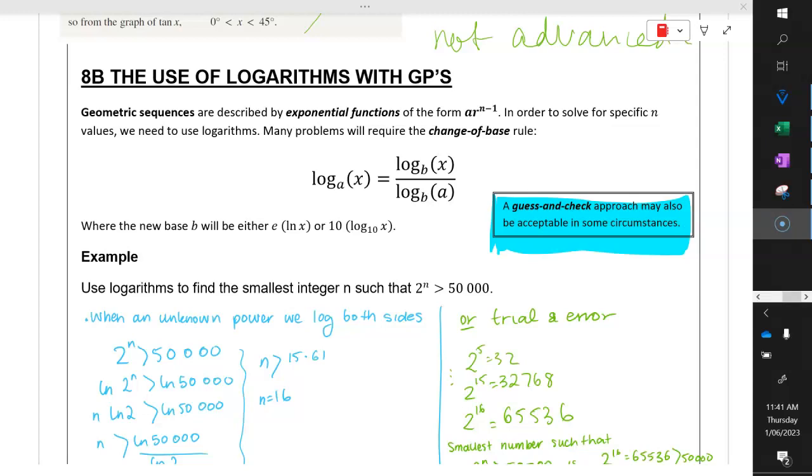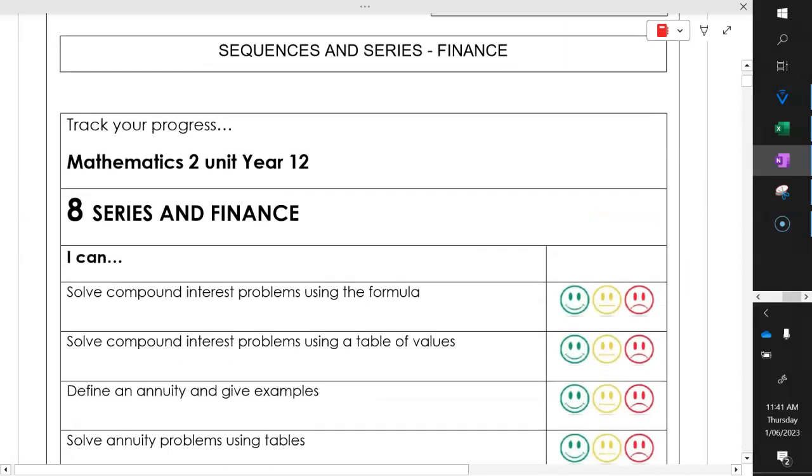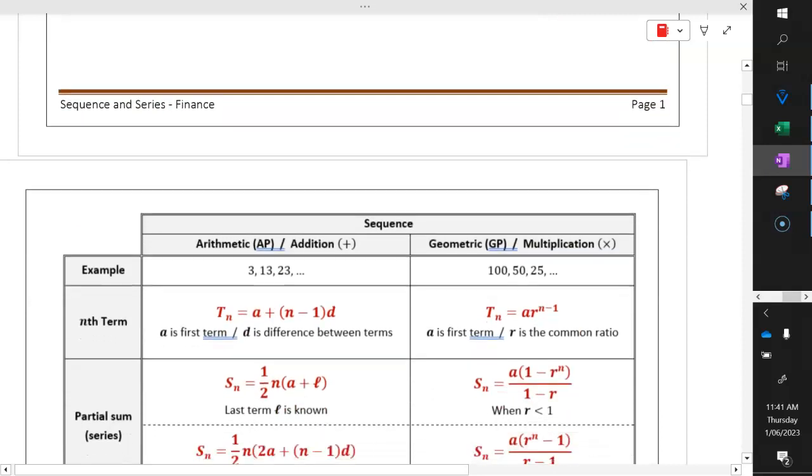Hi, Year 12. We're looking now at the next topic, which is series with finance. I'll just pop up to the top of the sheet there. That's the booklet that you should be working from at the moment.